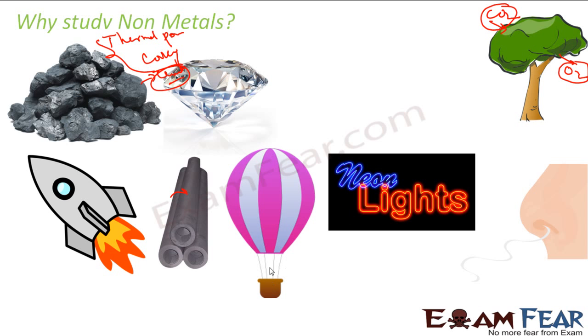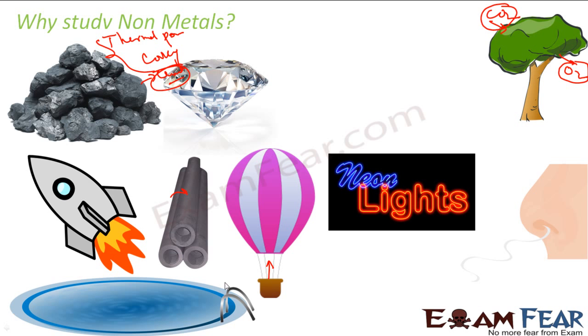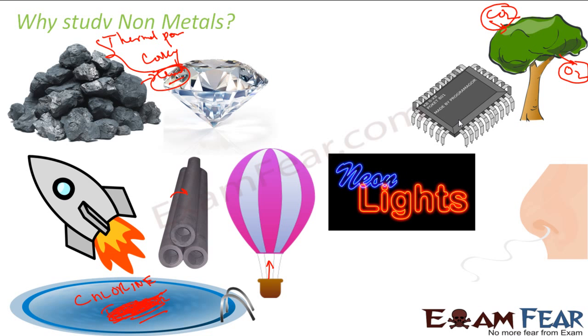Helium is used in air balloons. So this is also a non-metal. Sometimes hydrogen is also used, and that's also a non-metal. In the swimming pool, they use chlorine for disinfection, right? So that is also a non-metal. Chips have silicon in them.